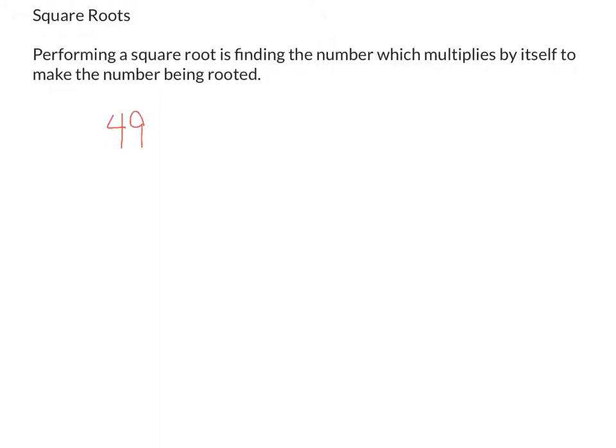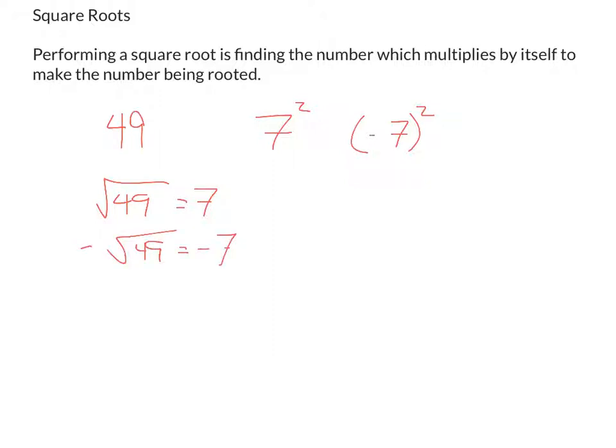And there are actually two answers here. 7 squared would make 49, and negative 7 squared would also make 49. So the square root of 49 we can write is equal to 7, but we also have to consider the negative version of our results. Negative square root of 49 could be negative 7.